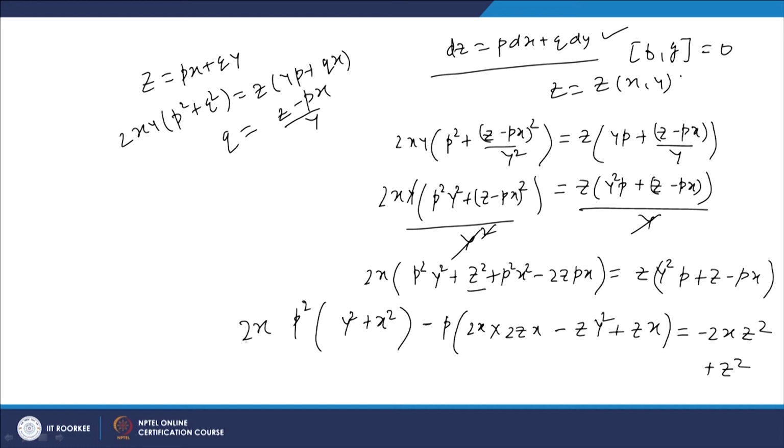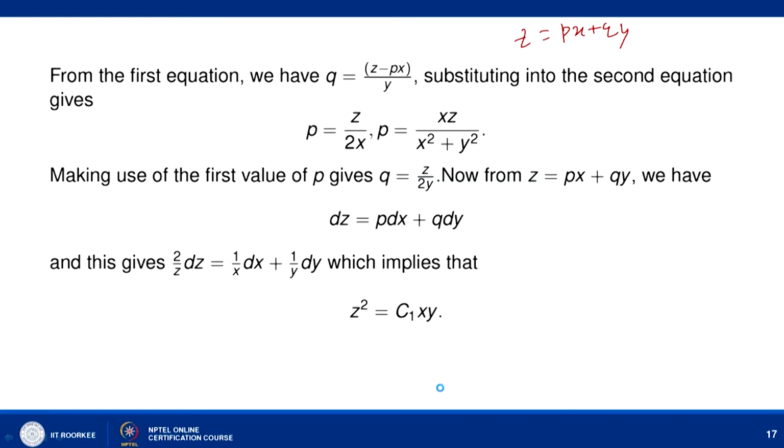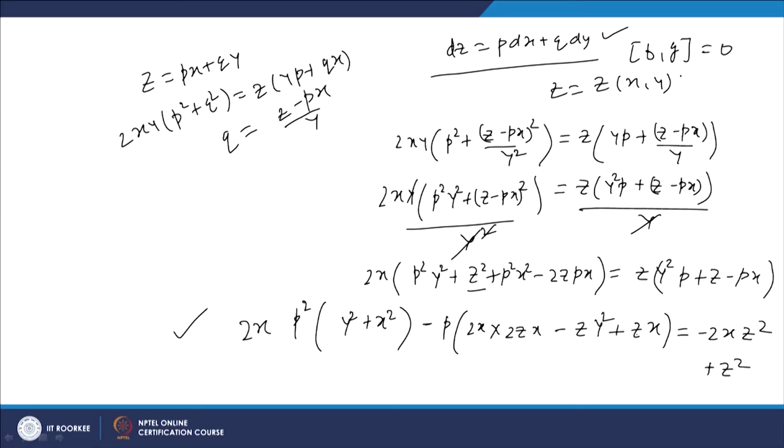So, here we get an expression for a quadratic equation in terms of p, and we can solve for p using the theory of quadratic equations. You will get the value of p by solving this quadratic equation, and we have p equal to z by 2 x and p equal to x z by (x square plus y square). I am leaving it to you. In fact, we have obtained a quadratic equation, and then we can solve for p, and you will have two values of p out of this.